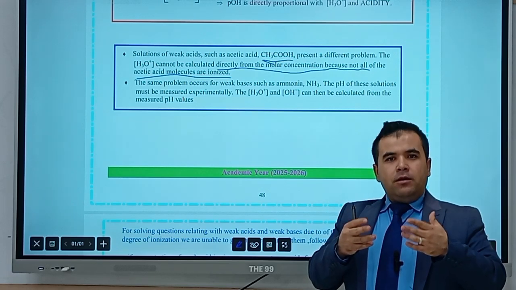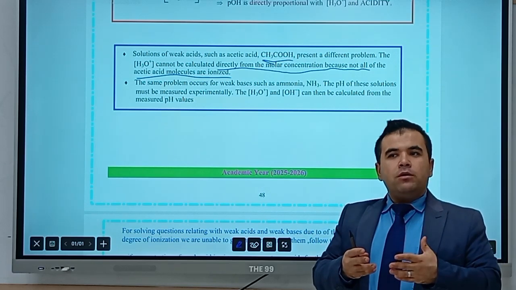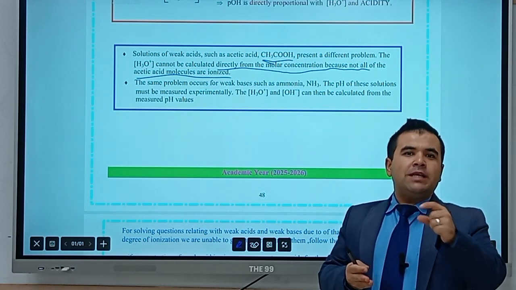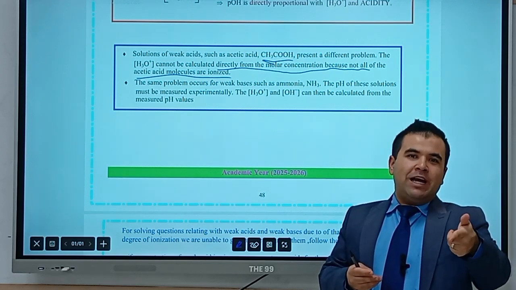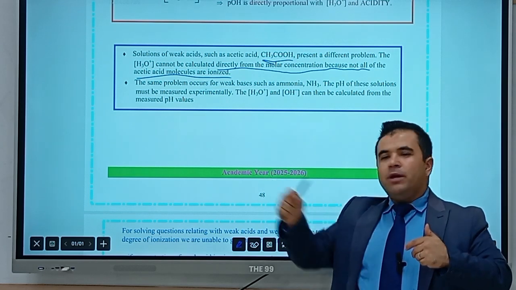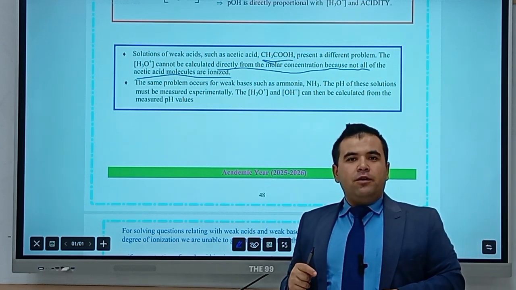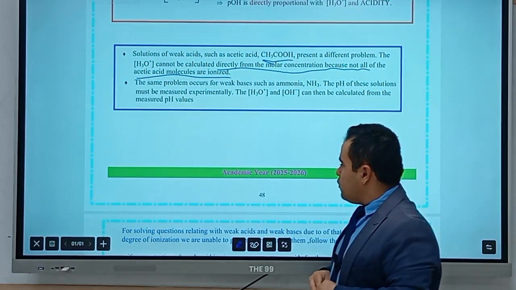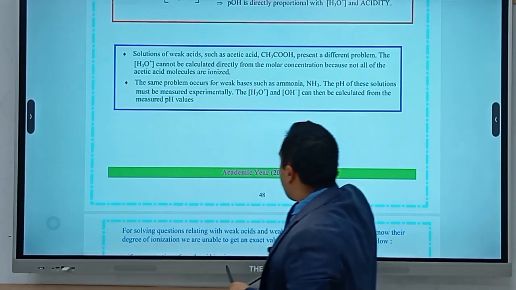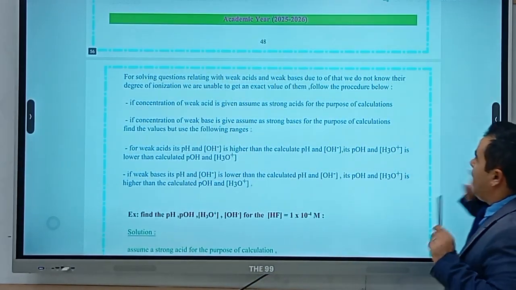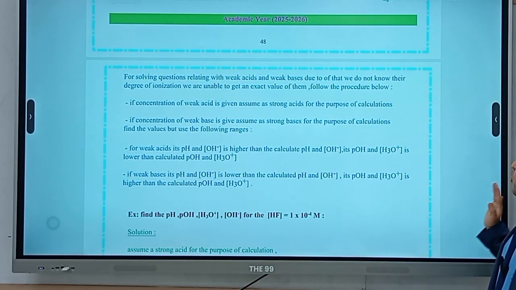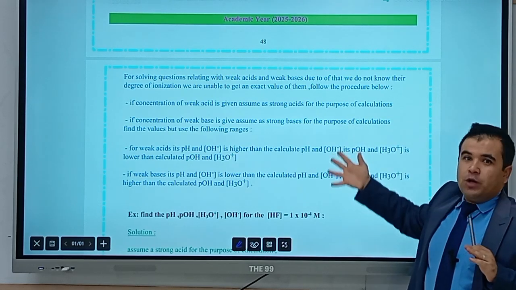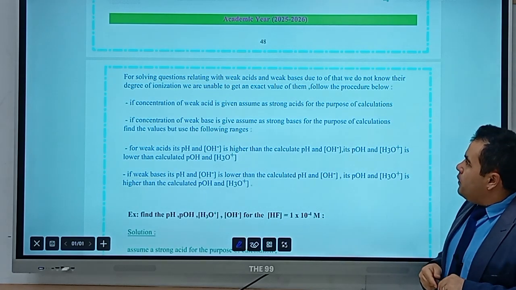If the Ka is known, you'll be able to determine the hydronium concentration because the Ka represents the degree of ionization of the acid. If the Kb is known, you'll be able to directly convert it to the hydroxide concentration because Kb represents the hydroxide concentration. But what will be the solution, guys, for solving questions about weak acids and weak bases? We will follow the following strategies and notes, and we will be solving questions.